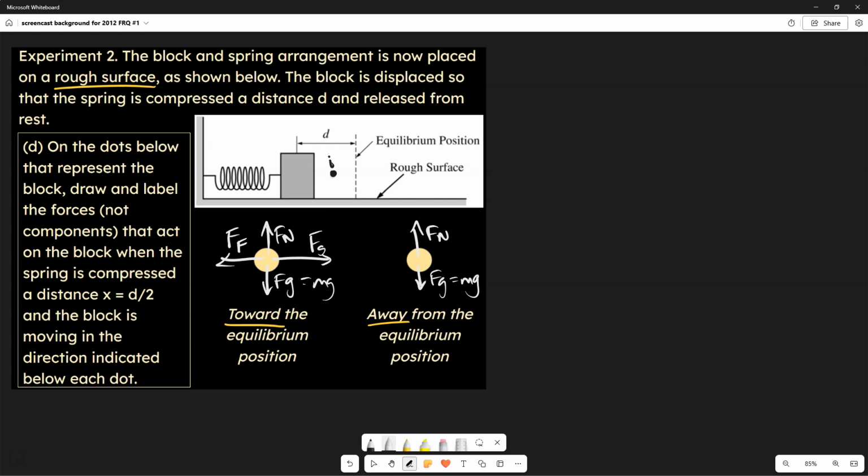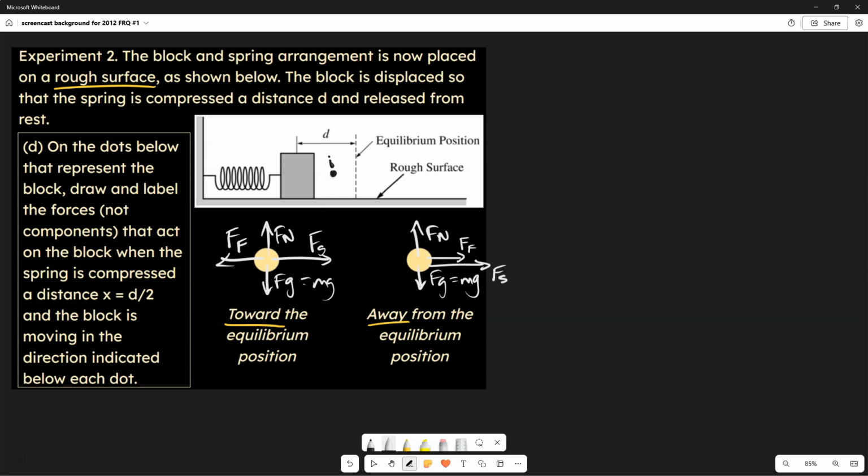So the second one, remember, we're still to the left of the equilibrium position, but at this point it's moving away from the equilibrium position. That would mean we're moving to the left. If we're moving to the left, what's the direction of the frictional force going to be? Well, the frictional force is going to be to the right. So we're going to say this is the force due to friction. And what's the direction of the spring force going to be? Well, it's also going to be to the right. So the spring force is going to be pointing to the right.